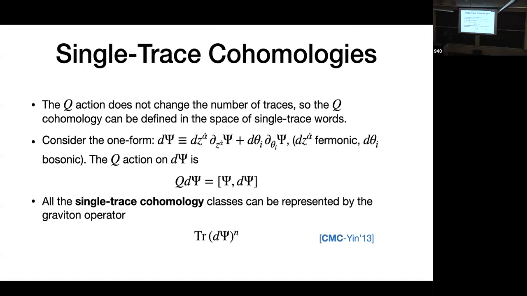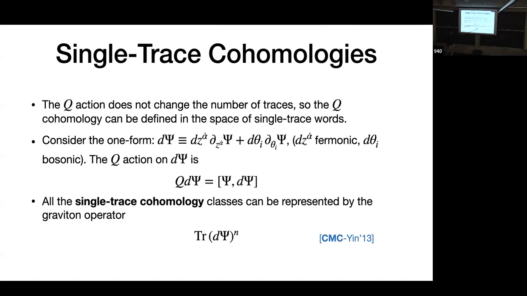It is known. The way to see them is to consider d psi, this combination, where you can think of d as a formal exterior derivative acting on our superspace, the 2 z and 3 theta superspace. We treat dz as fermionic and d theta as bosonic. Now we can consider Q acting on d psi. A very simple computation shows that Q acting on d psi is just the commutator of psi and d psi.